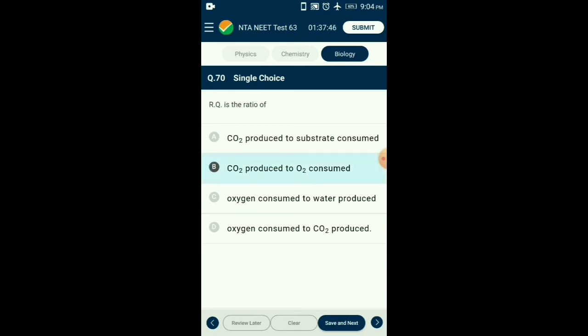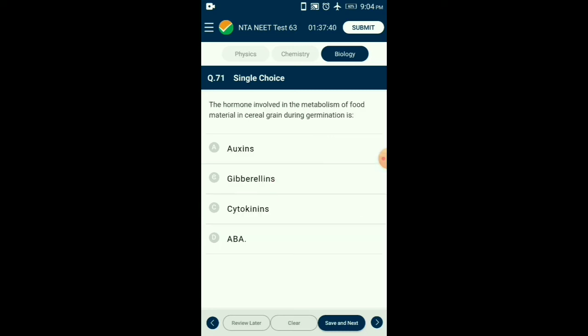During respiration, carbon dioxide is produced and oxygen is consumed. Question number 71. Hormone involved in the metabolism of food material in cereal grain during germination is gibberellin, a class of plant growth regulator. This hormone was discovered from the fungus Gibberella fujikuroi, whose perfect stage was assigned to Fusarium moniliforme.